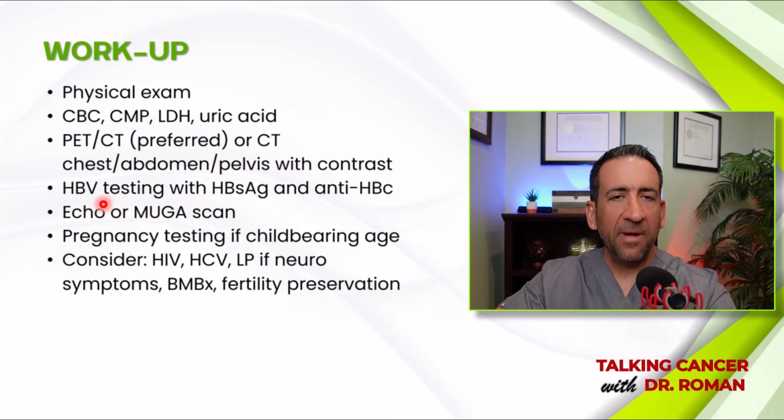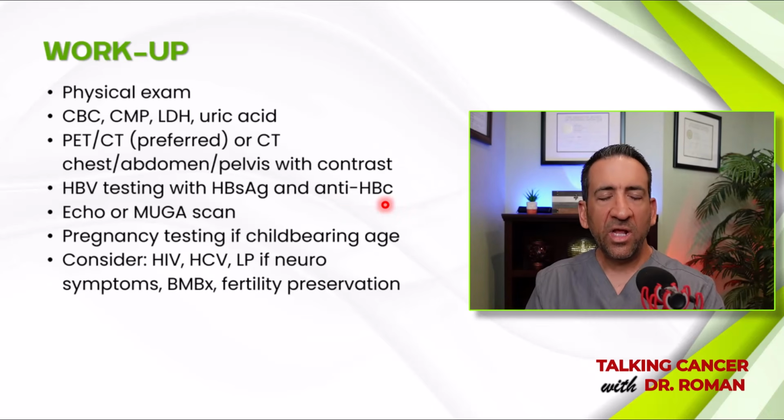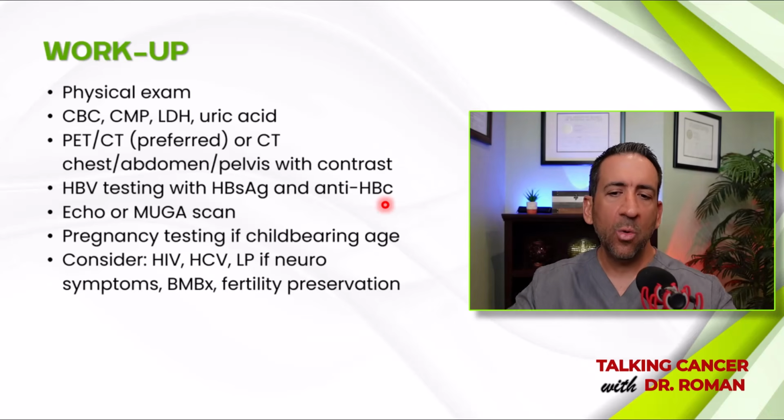The next test, this is a blood test. We want to evaluate you for hepatitis B virus, evaluating the hepatitis B surface antigen and the anti-hepatitis B core antibody. The reason for this, when it comes to treatment, one of the medications that we use, if you have hepatitis B in your body, this treatment can reactivate the virus and can cause harm. So we want to make sure you do not have chronic hepatitis B. Also, an echocardiogram or a MUGA scan. This is to evaluate your heart function, just to make sure that your heart is strong enough to tolerate some of the treatments that we provide.